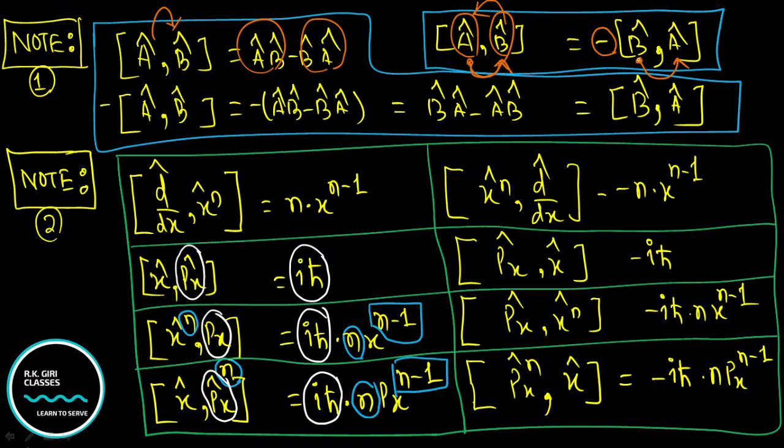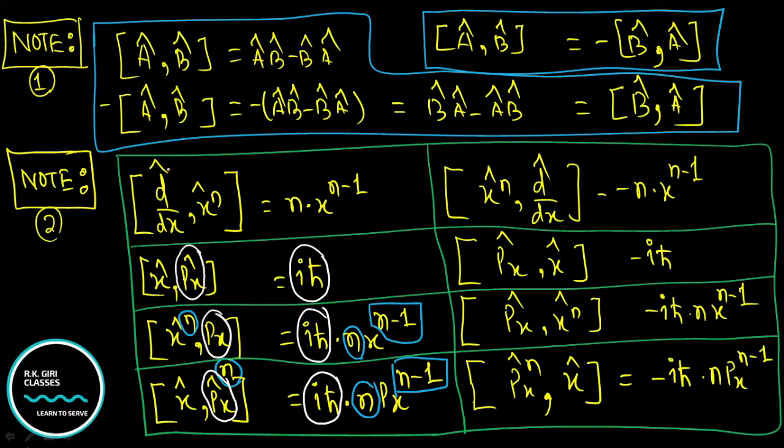To prove this, suppose I write minus of ab minus ba. The common minus is there, that is minus ab minus of minus ba, that is ba minus ab, which is the commutator of b with a. So minus of commutator of a with b is equal to commutator of b with a, and vice versa. Whenever you reverse the operators, you get a negative sign there.